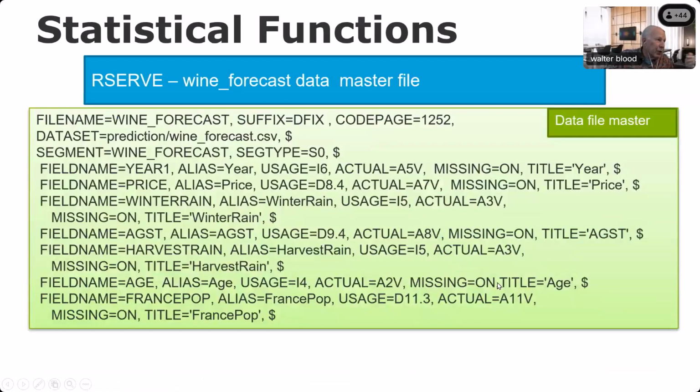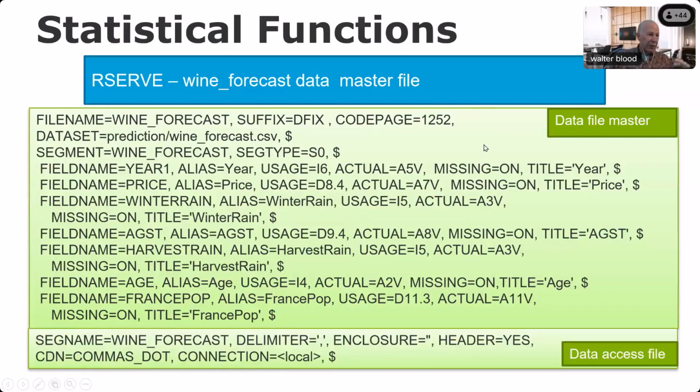What I'm going to build, I'm going to need a couple of things. I'm going to need a master file for that file, right? I need to be able to read that file, right? And in this particular case, it's going to have an access file to tell me what the delimiters are and the enclosures, right?